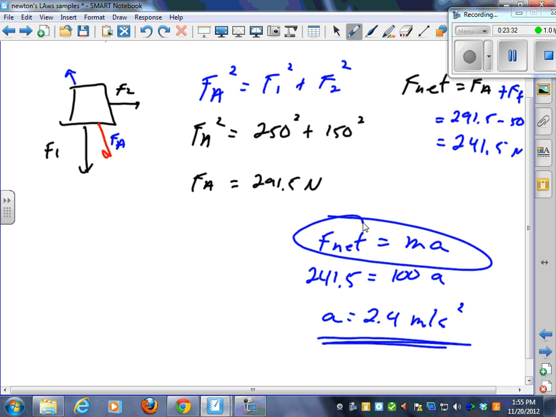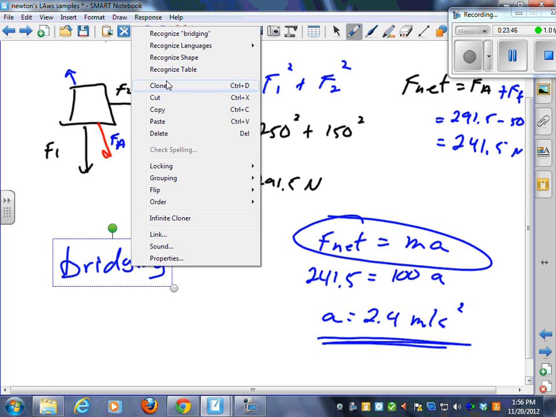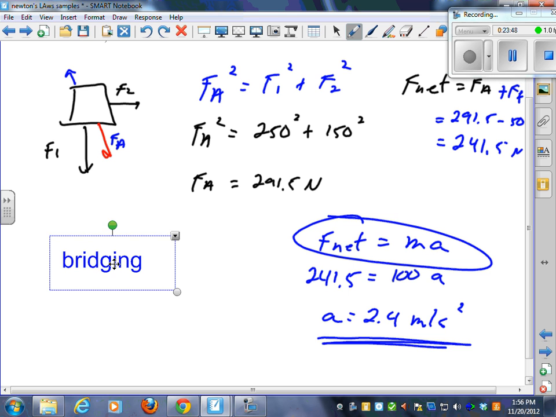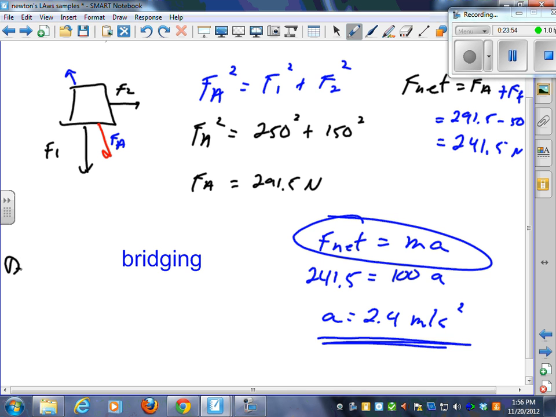I like to call this formula the bridging formula. It's because it bridges from dynamics, which is all the force stuff that we've just done, and it takes us to kinematics. Kinematics allows us to do how far does it go, how long does it take, how fast is it going, all that stuff. All the stuff that we just spent the last 3 or 4 weeks on.